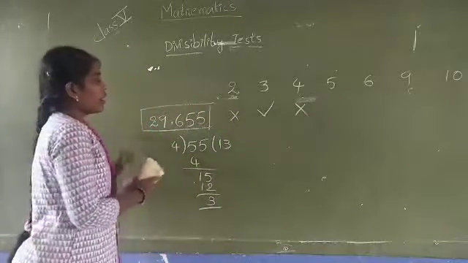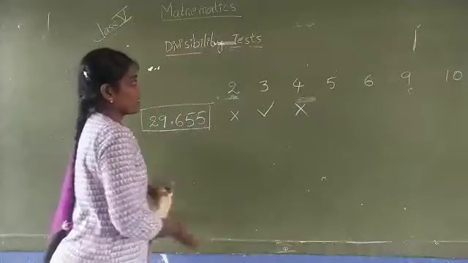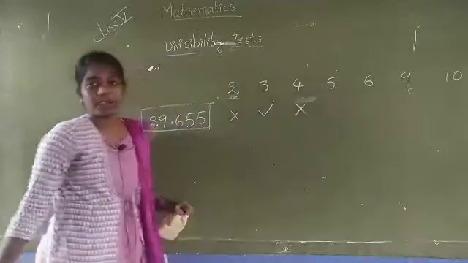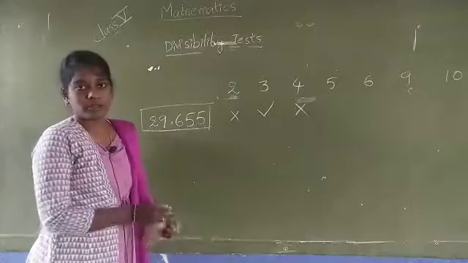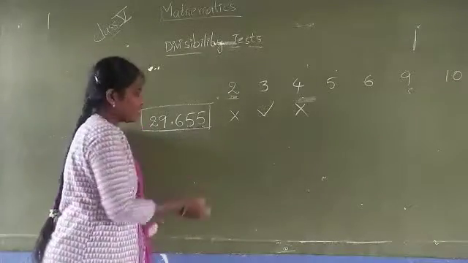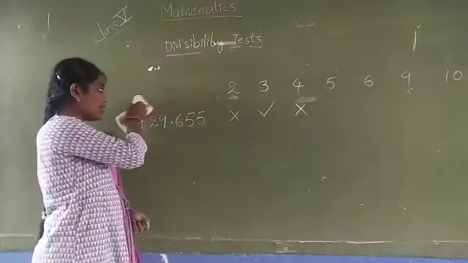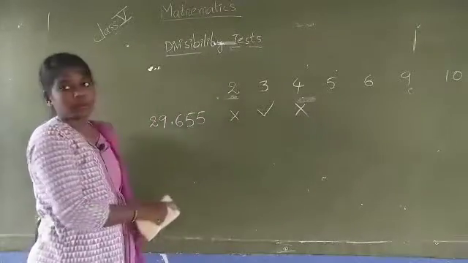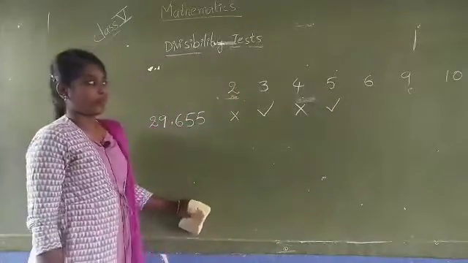Next, is this number divisible by 5 or not? What is the divisibility rule of 5? If a number ends with 0 or 5, then that number must be divisible by 5. This number ends with 5, then this number is divisible by 5.